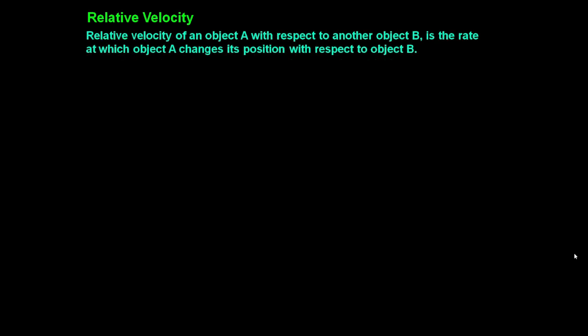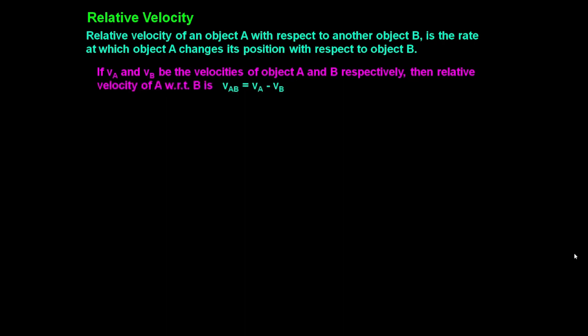Now let us come to relative velocity. What is relative velocity? If one body is in relative motion with the other body with some velocity, then we say that they are in relative velocity. The relative velocity of body A with respect to B is the rate at which A and B are changing their position with respect to each other. If A and B have velocities VA and VB, then the velocity of A with respect to B is VA minus VB. In a similar way, the velocity of B with respect to A is VB minus VA. Relative velocity is subtracting one from the other.